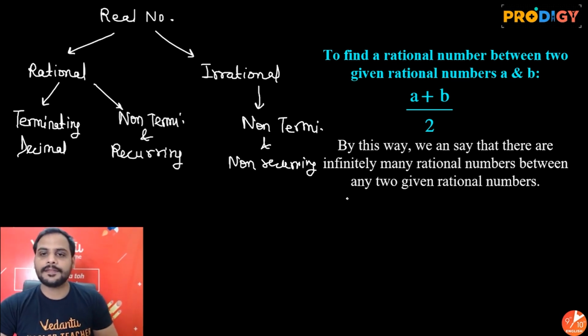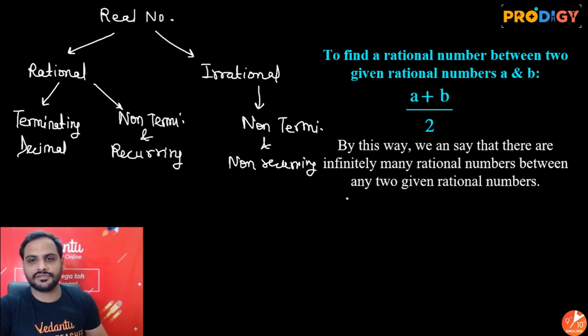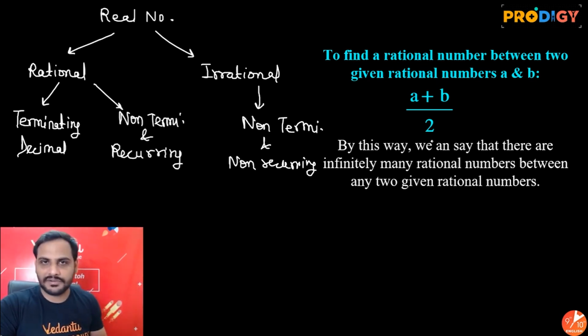Okay? Then comes finding a rational number or an irrational number between two given rational numbers. So a rational number, we all of us know. Either we will do a plus b by 2, or I have told you in the previous class also, make the denominator the same and write two numbers in between them.